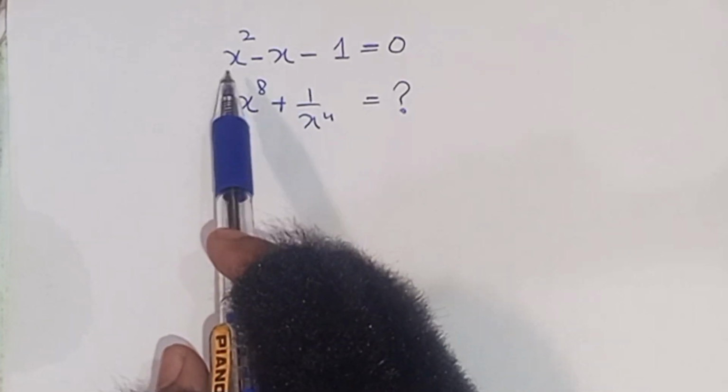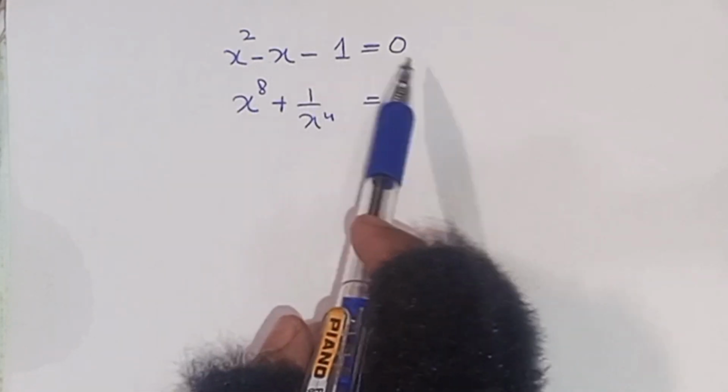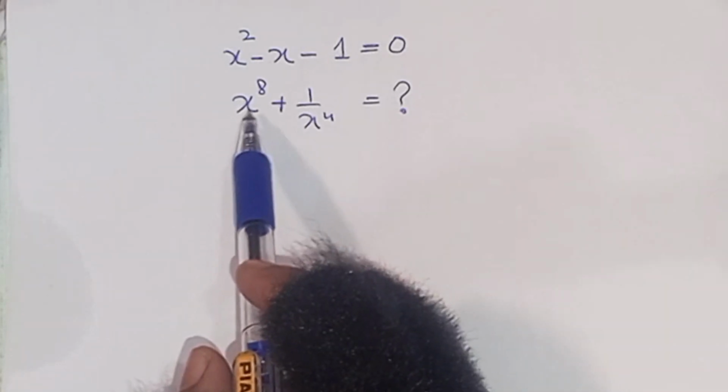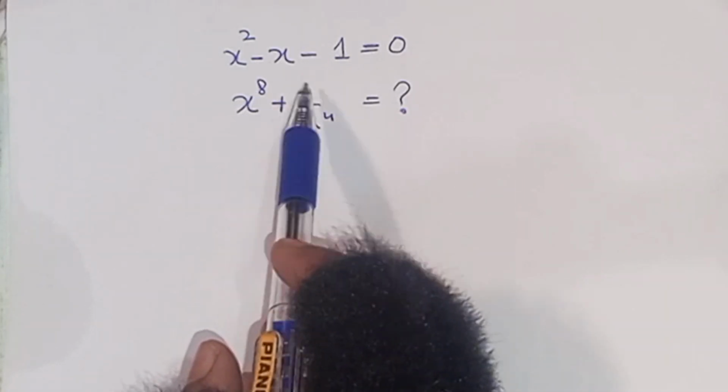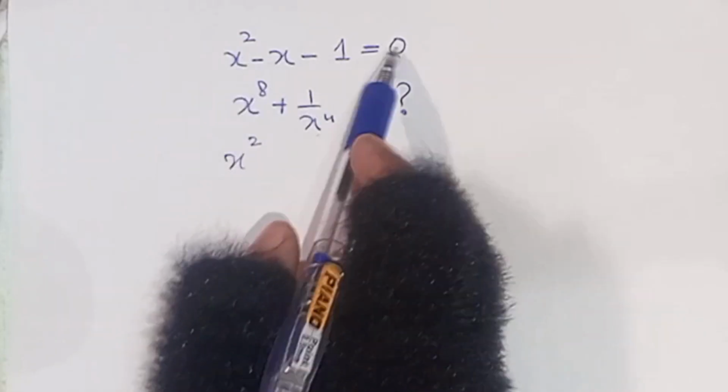Hello, let's try to solve this question. The question is: x² − x − 1 = 0. Then what is the value of x⁸ + 1/x⁴? So let's start.